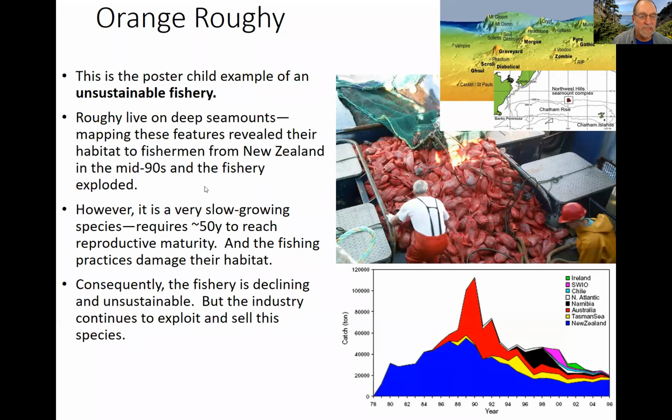So here you can see a whole net full of orange roughy being brought on board, being landed. Well, what are some problems with catching orange roughy? First of all, like many other deep sea fishes, the orange roughy is very slow growing. So it requires about 50 years to reach reproductive maturity, and individuals that are 70, 80, 100 years old are the ones that have the greatest reproductive success.